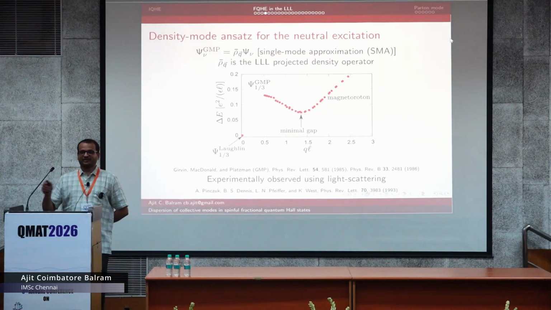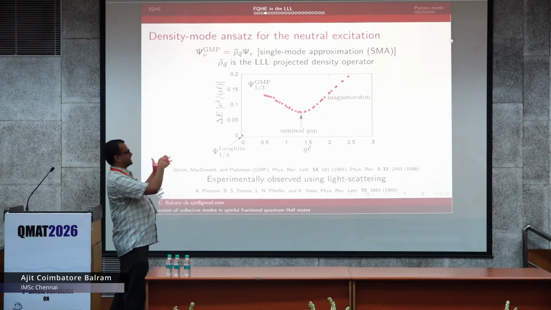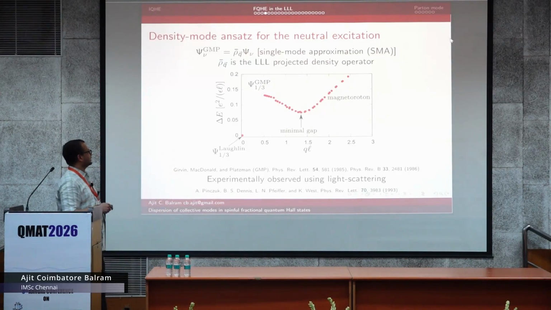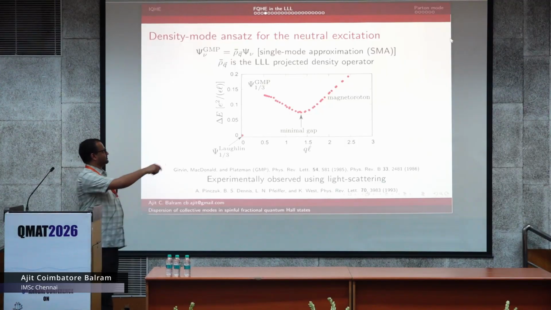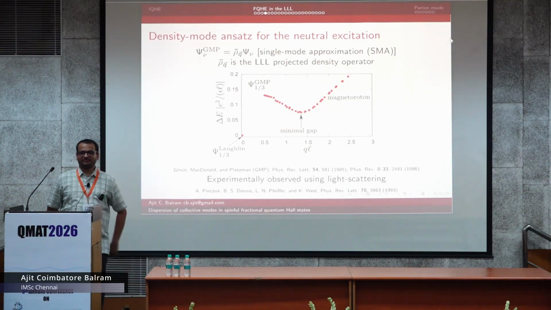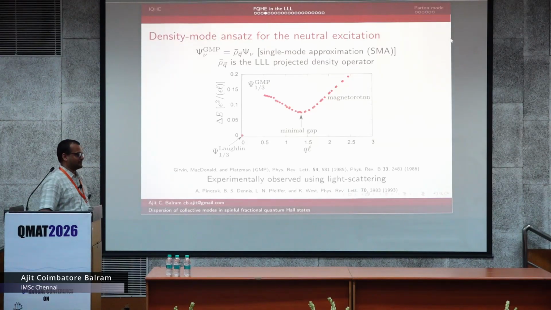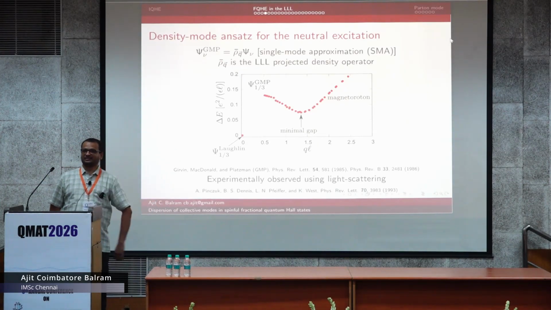And because you always want to remain in the lowest Landau level, you just project the density operator to the ground state, or you project this whole thing back to the ground state. So this rho q is the lowest Landau level projected density operator. This goes by the name single mode approximation. And you can compute the gap of this excitation from just the correlations in the ground state, because all the input that you need is that of the density correlation of the ground state, so-called structure factor.